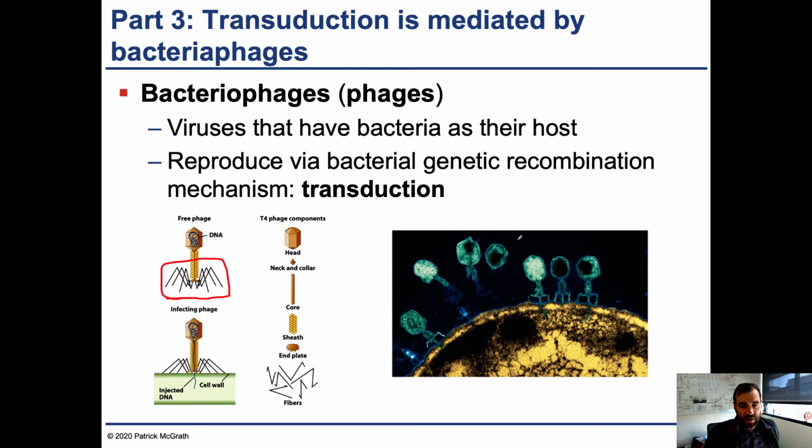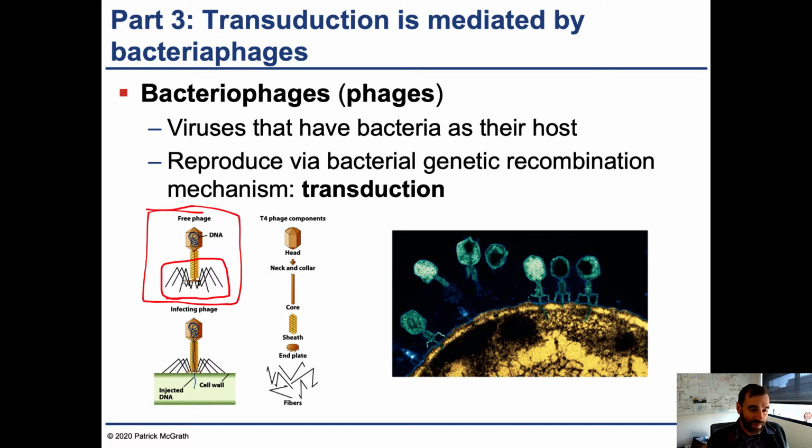All right, so we've covered how to transfer DNA from one cell to another, either through conjugation or through transformation. But you can also transfer DNA between cells using phages. So bacteriophages are viruses that have bacteria as their host, and they reproduce via a bacterial genetic recombination called transduction.